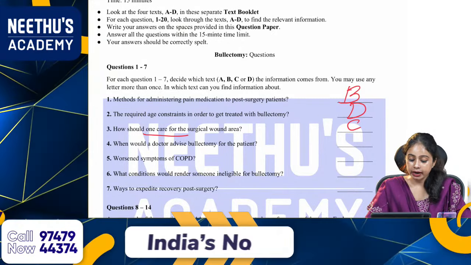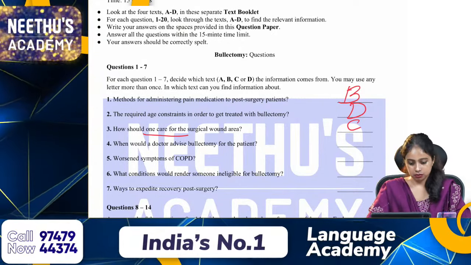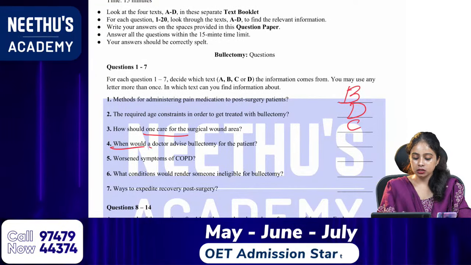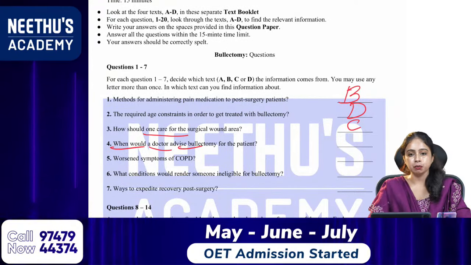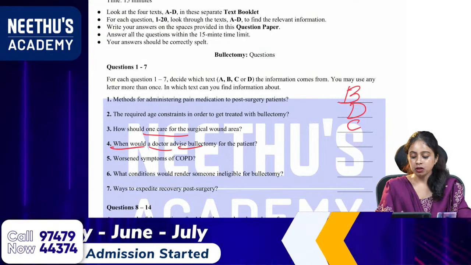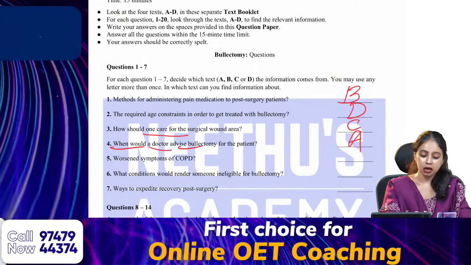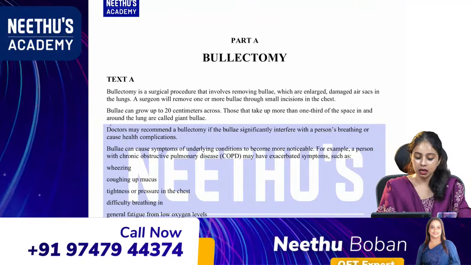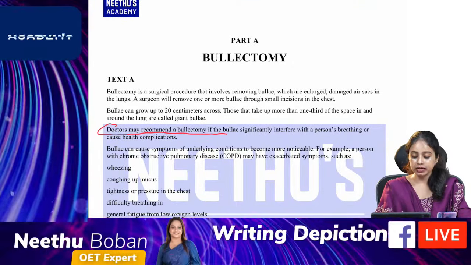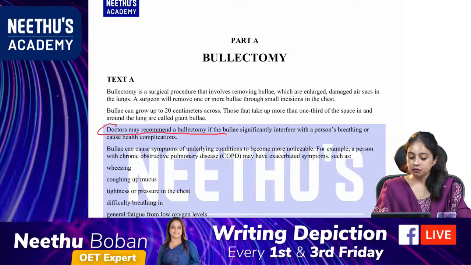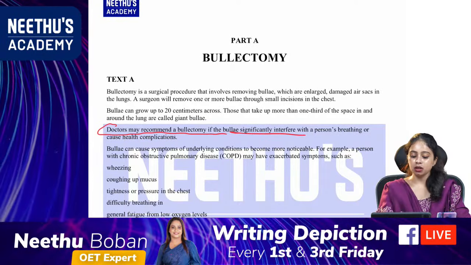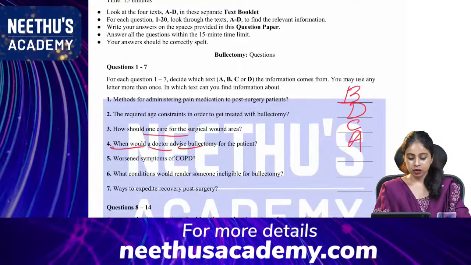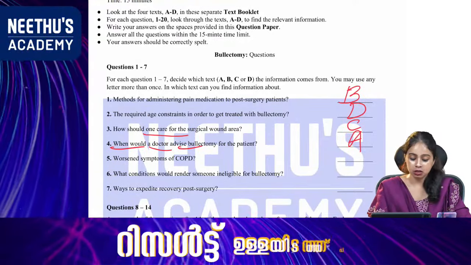When would a doctor advise voluectomy for the patient? So what is the answer? Which is from text A. As you can see from the third paragraph, doctors may recommend a voluectomy if the bullae significantly interfere with the person's breathing or cause health complications. So that is the answer from text A. Clear? So what about the fifth question?